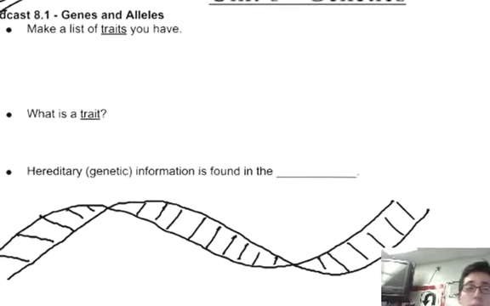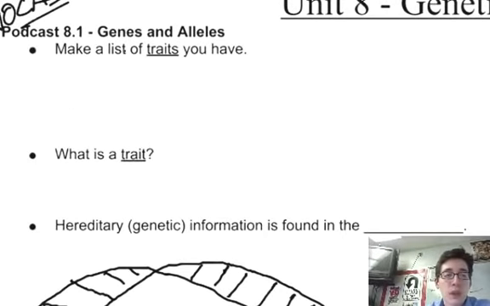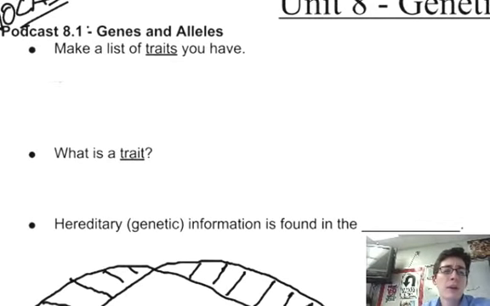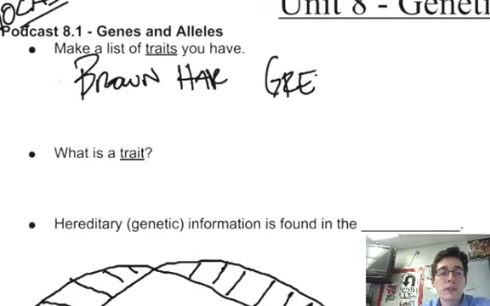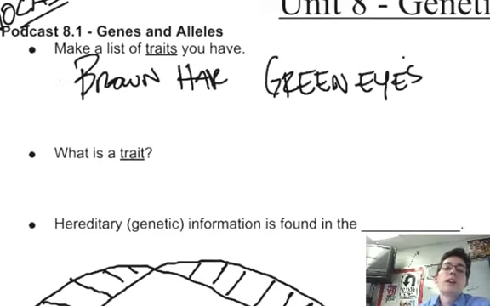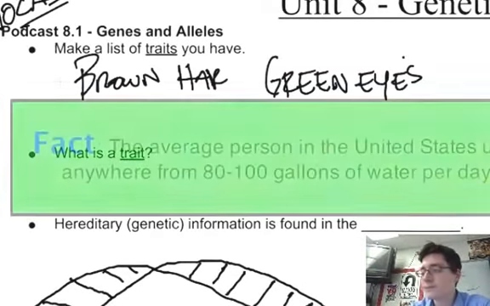So looking here in your notes, right at the very top, I want you to make a list of traits that you have, and a trait would be something like I have brown hair, so that would be one of my traits. So yours are going to be different based on what you look like. I also have green eyes, if you can't tell. Okay, so take 2 seconds, make a list of your traits while I drink some water.